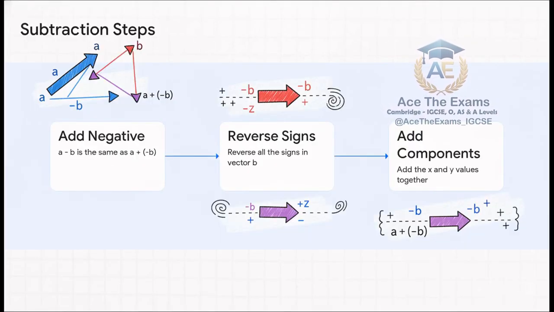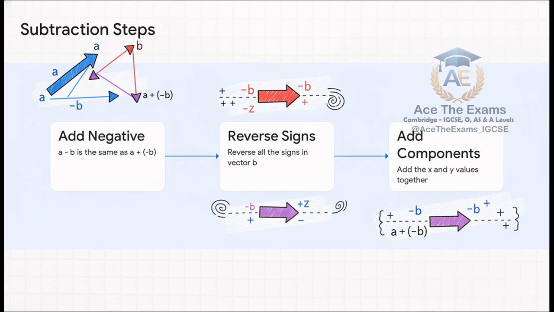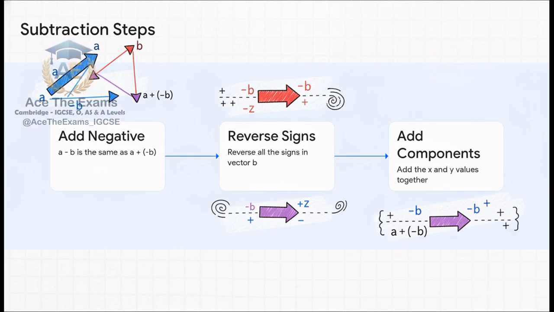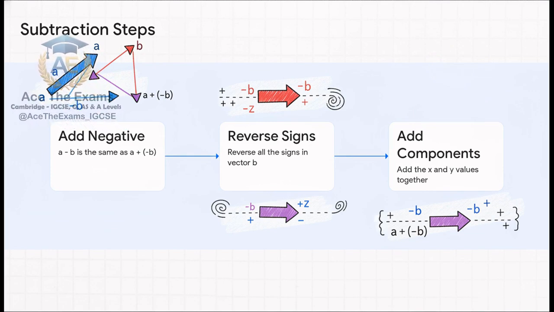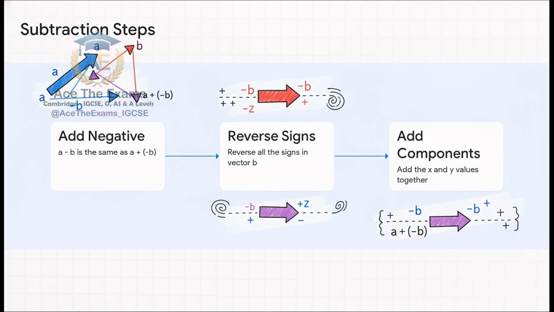So you're probably wondering, what about subtraction? Well, the absolutely crucial point to remember here is that vector subtraction isn't some completely new, complicated rule. It's simply the addition of a reversed negative vector. Step 1, realize that A minus B is exactly the same thing as A plus negative B. Step 2, just reverse all the signs in vector B. And step 3, add those x and y components together, exactly like we just did.